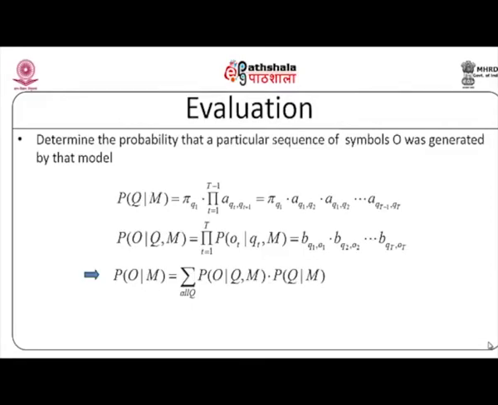Now, determine the probability that a particular sequence of symbols O was generated by that model. Given that the particular sequence Q is generated by the model M, let us assume the sequence is Q1 to Qt. Initially you start with the initial probability pi of Q1, then for t equal to 1 to t minus 1 you look at the transition probability A from Qt to Qt plus 1. That is pi Q1 into A of Q1 to Q2, Q2 to Q3 and so on, up to Qt minus 1 to Qt.